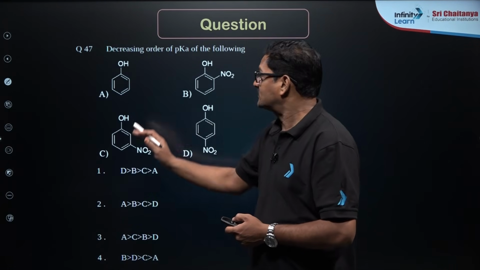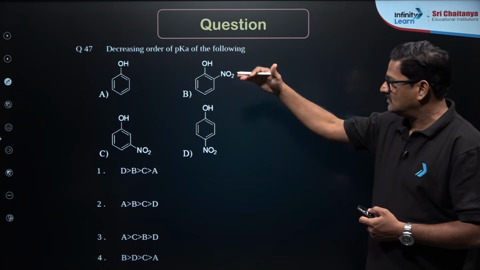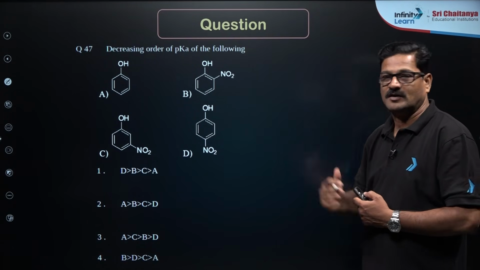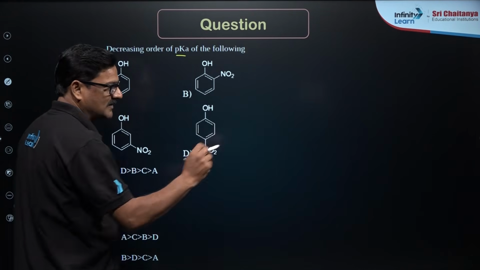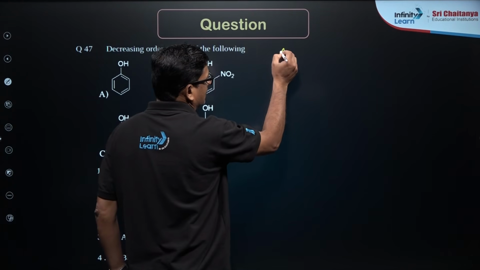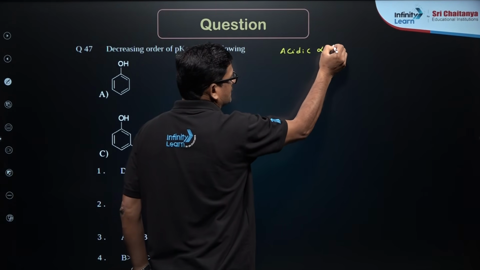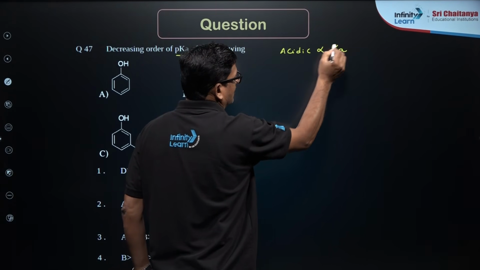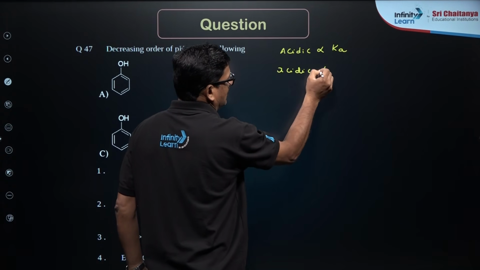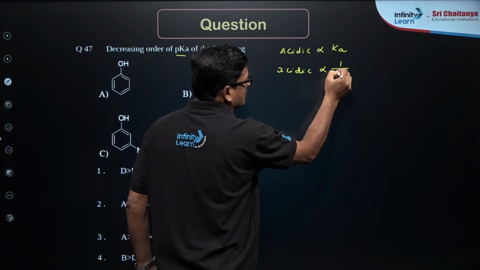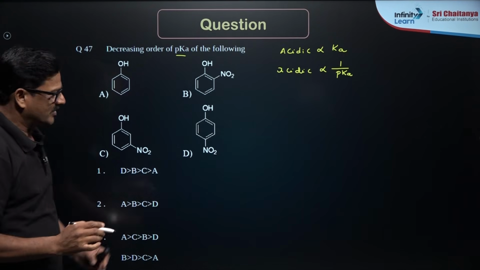Students, this question is asking about the decreasing order of pKa of the following. These are all the phenol and nitrophenol combinations. Decreasing order of pKa. So let us say acidic strength is directly proportional to its Ka value, and acidic strength is inversely proportional to its pKa value. So let us talk about the acidic strength.